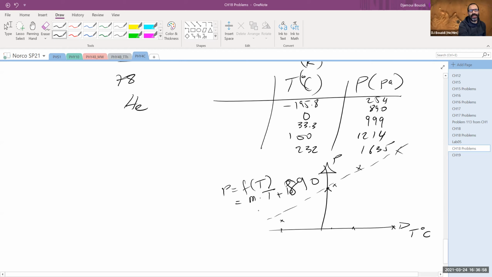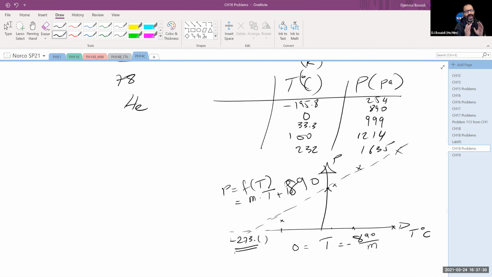Now we're going to find the x-intercept by equating this equation to 0. So when the pressure is 0, that means the temperature should be minus 890 divided by the slope, okay? So the slope, you're going to get it from Excel. This number should be comparable to the 273 number. In other words, this number should be around negative 273 point something, okay? Compare that to the actual value, which is 273.15 with a negative sign. So that is your absolute zero Kelvin. That is the temperature where the pressure is supposed to be 0, okay?